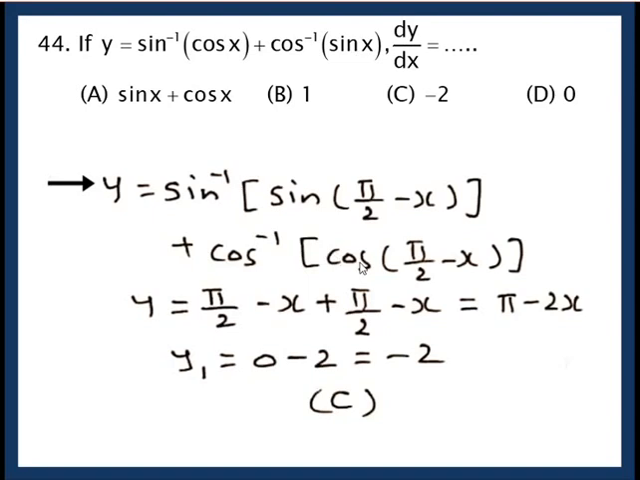Sin x can be replaced by cos of pi by 2 minus x. So this is simply pi by 2 minus x plus again pi by 2 minus x. So y is pi minus 2x. Differentiate. So finally it is minus 2, which is given in option C.